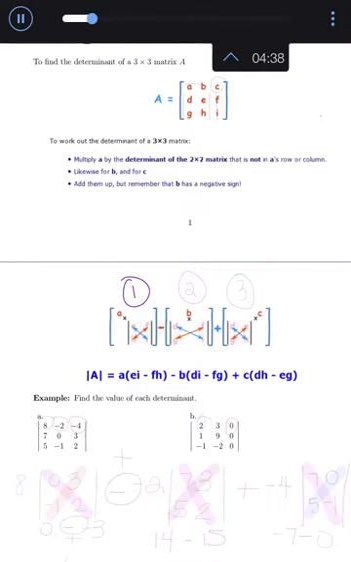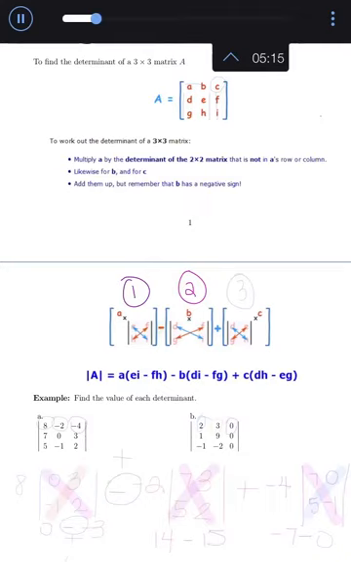Next, we are going to subtract our middle term. Our middle term will start by looking at the entry B and multiplying it by the determinant of the 2 by 2 matrix left by deleting its row and its column. So we will look at the determinant of the matrix D F G I. Notice that's shown in our formula below. And again, this middle piece we will always subtract.